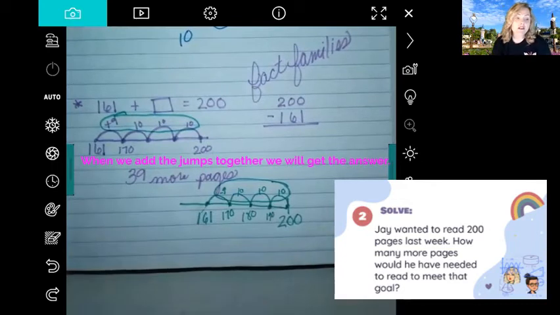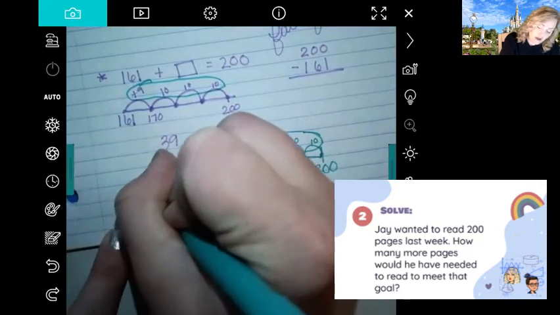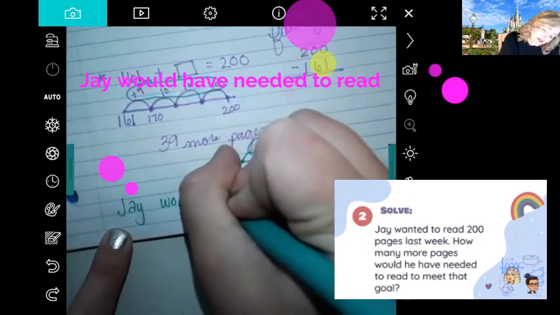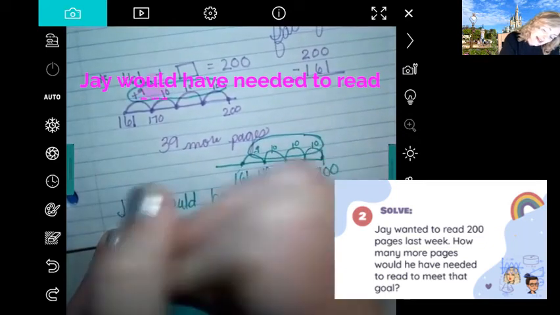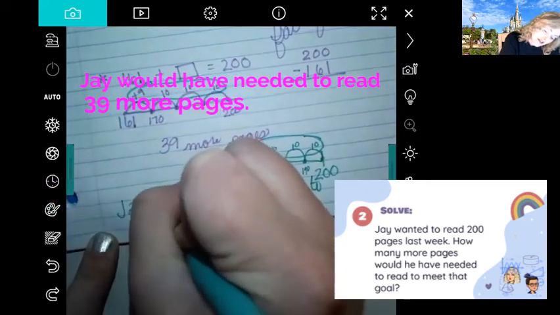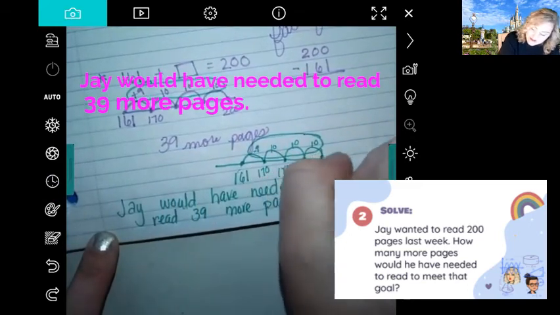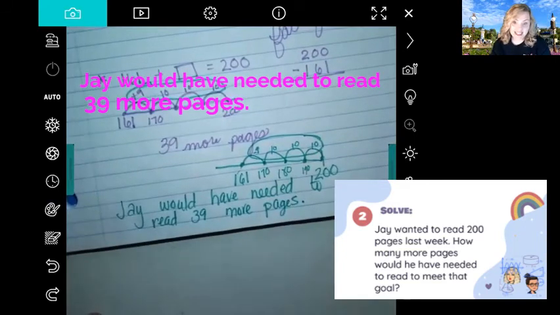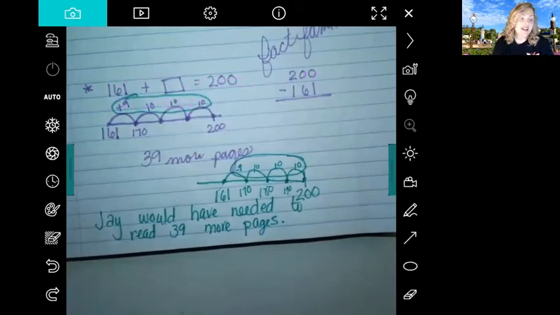And so then remember, boys and girls, when you're solving these problems, to make sure that you use a sentence to explain your thinking. So we would write out, Jay would have needed to read 39 more pages. And that's it.